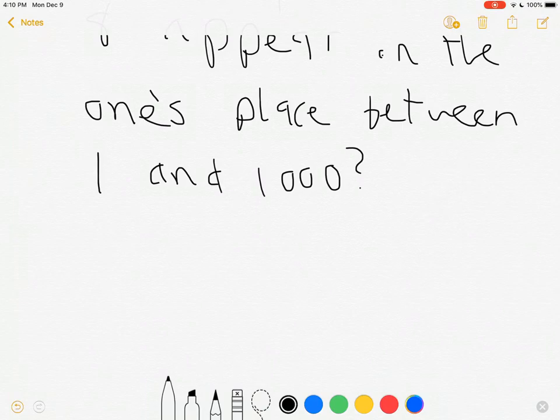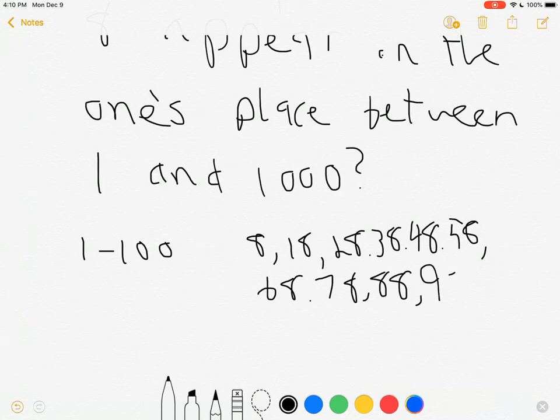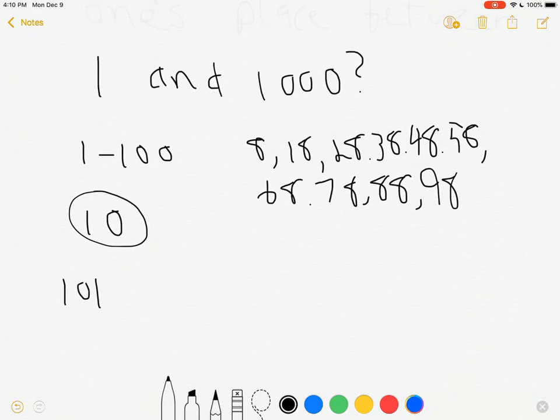Well, between 1 and 100, it's in 8, 18, 28, 38, 48, 58, 68, 78, 88, and 98. That's 10 times in the ones place. And then between 101 and 200, it should also appear 10 times, right? In 108, 118, and so on.